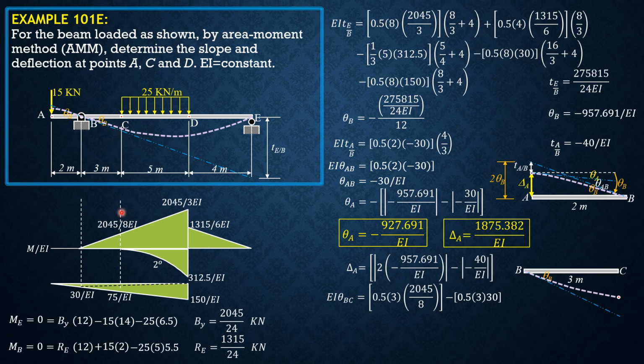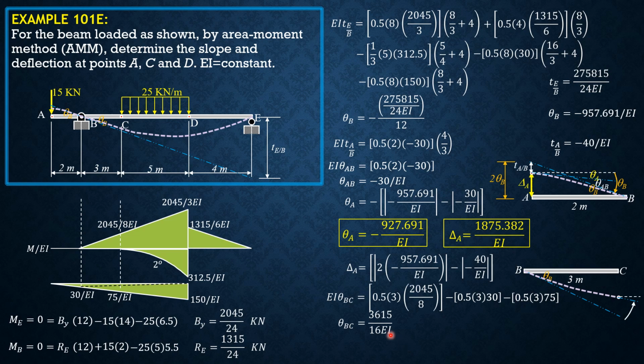You look at the figure here, and you also look at the areas between B and C that must be considered. This is the tangent at B, so that's why that's theta B. So EI theta BC is the area between B and C. So 0.5 of 3 times 2045 over 8 minus, so this is trapezoidal. Let's divide the trapezoid into 2 triangles, one with height 30 and the other with height 75. So minus, for the smaller triangle, minus 0.5 of 3 times 30. Then for the bigger triangle, minus 0.5 of 3 times 75. So theta BC is equal to 3615 over 16 EI.